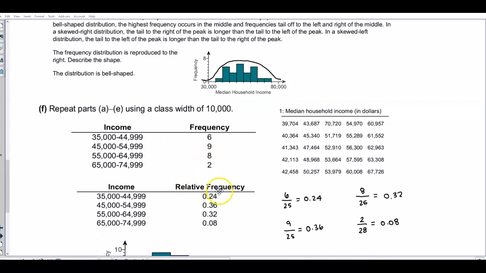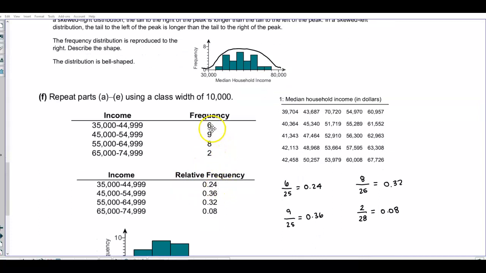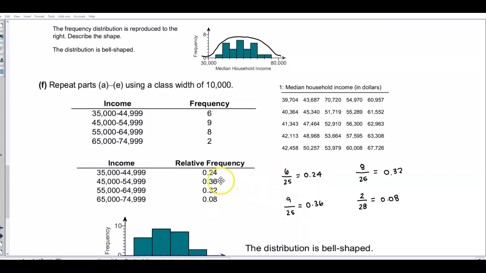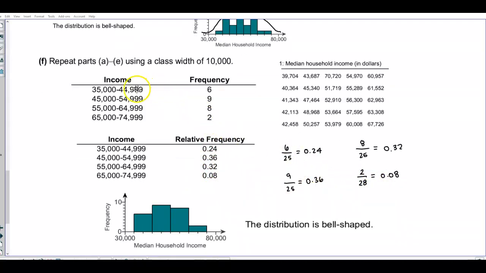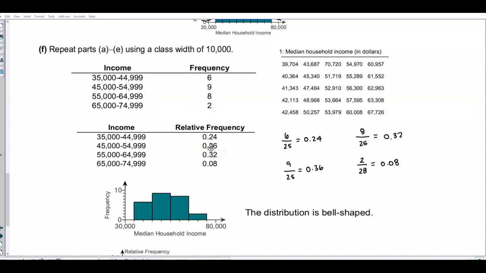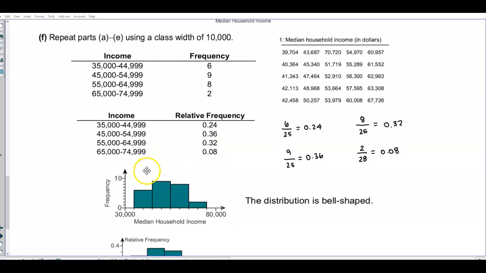Okay, then in order to find the relative frequency, we're going to do the same thing. We're going to take the frequency and divide it by the total. So 6 divided by 25 is 0.24. 9 divided by 25 is 0.36. 8 divided by 25 is 0.32. And 2 divided by 25 gives us 0.08. So now we've created the new frequency and relative frequency distribution. Now we want to create the frequency histogram.